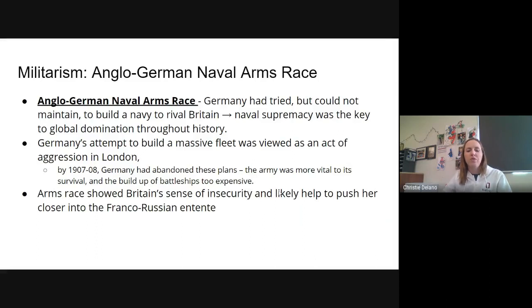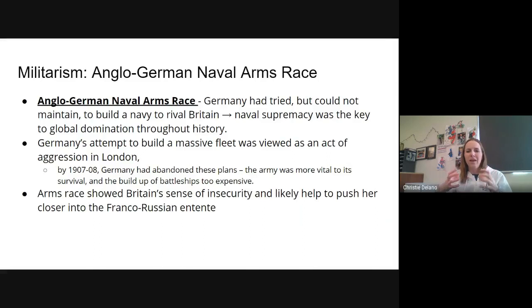Germany attempted to build a fleet that would rival it, but this was seen as an act of aggression in London. But this was problematic for Germany for multiple reasons. One, they couldn't afford to continue to build battleships. It was just too expensive.